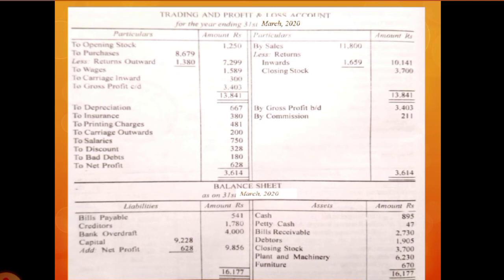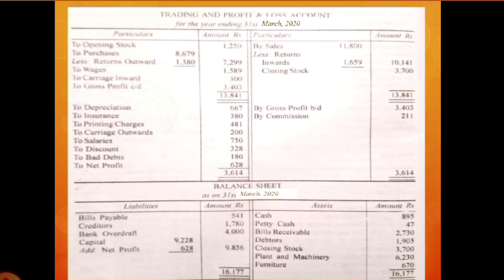Now this net profit belongs to the owner. The owner's account is represented by capital, which is shown in the balance sheet. Whenever there is a net profit, the net profit will be added to the capital. In case of net loss, the net loss will be deducted from the capital. So here we finished with the trading and profit and loss account. Next we come to the balance sheet.